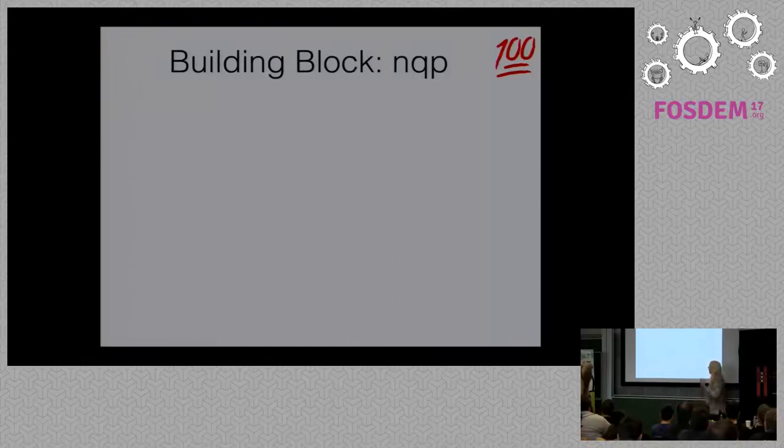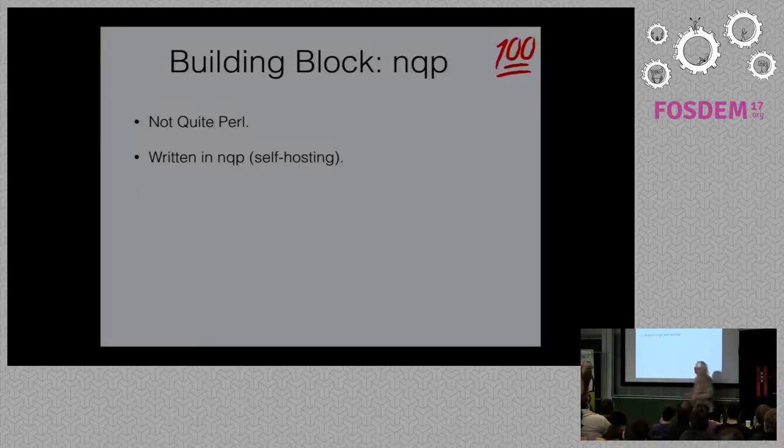The next building block is somewhat opaque. It's called NQP. It's not quite Perl. And it's basically, you could say, the assembly language of Rakudo Perl 6. It is written in NQP, it's self-hosting, which is, I think, quite a feat in itself. But the nice thing about it is that MoarVM is like one backend for NQP. So if you want to have another backend for Rakudo Perl 6, most of the work that you need to do is actually make it work with NQP.